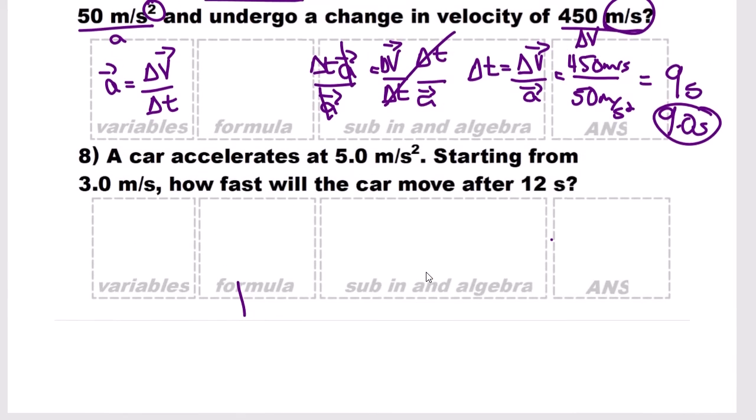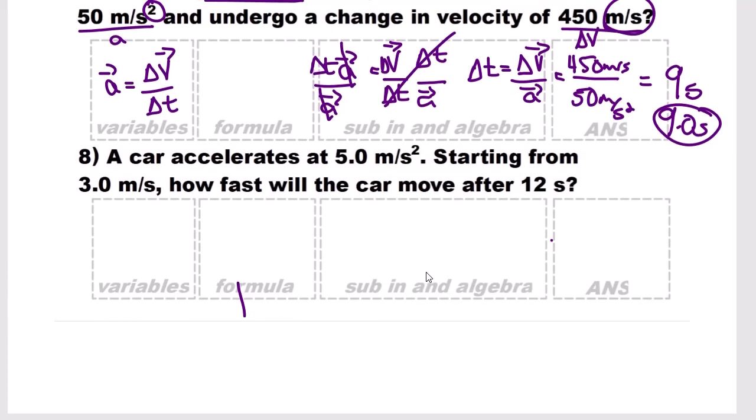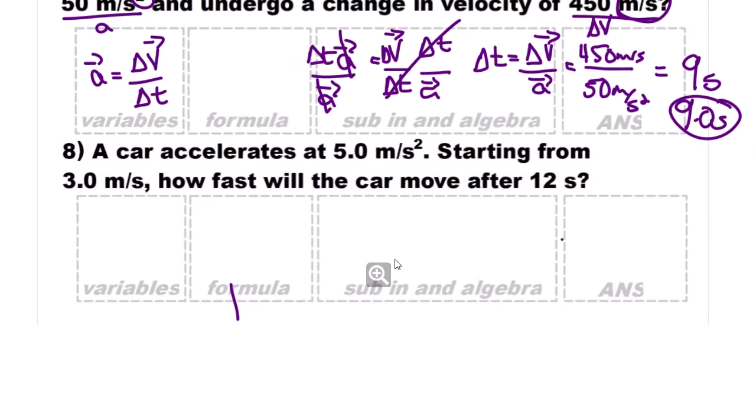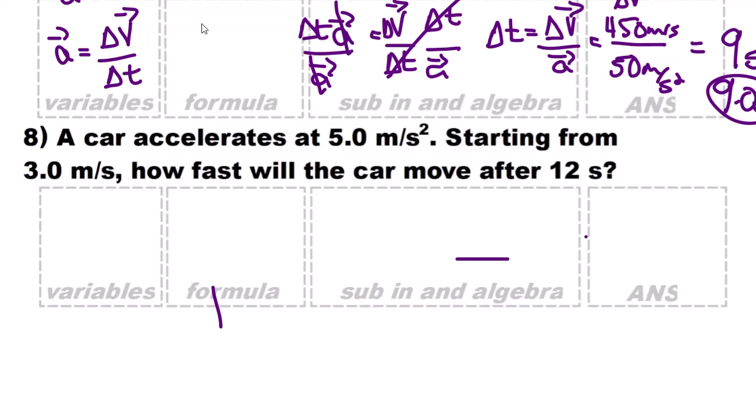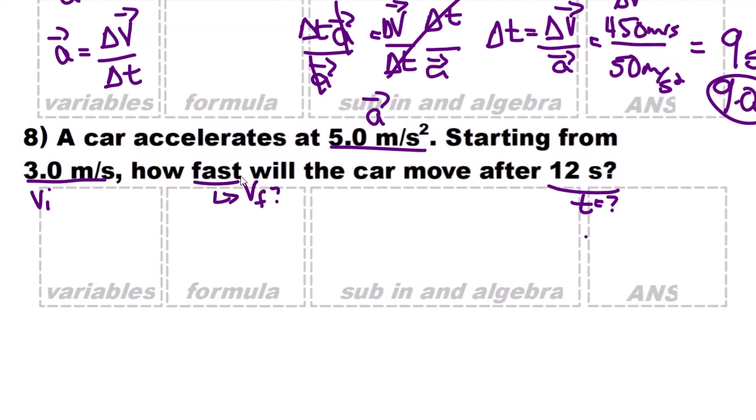Then finally, the last type that we might have to do here is to figure out the VF, to figure out the speed. So the final speed. So if we have a car here that's accelerating at 5.0 meters per second squared, so that's my acceleration. Starts at 3 meters per second. That's a VI. How fast will the car move after 12 seconds? So that's the time, and I want to know how fast is it going then, so I'm looking for my VF.